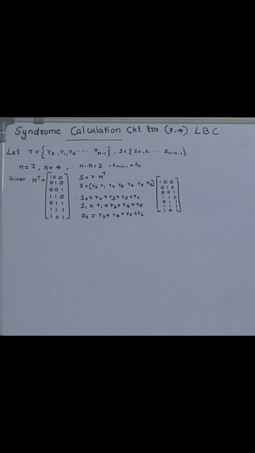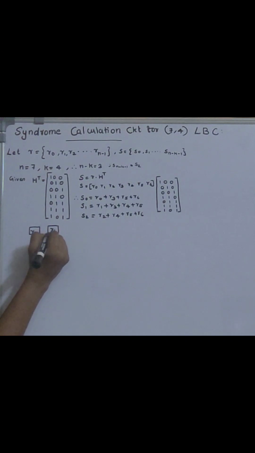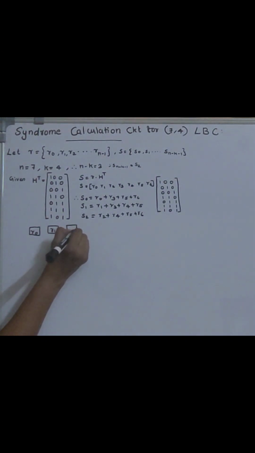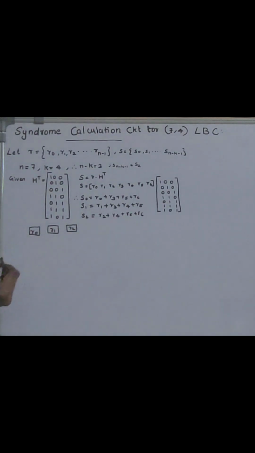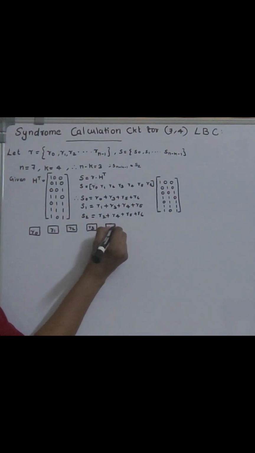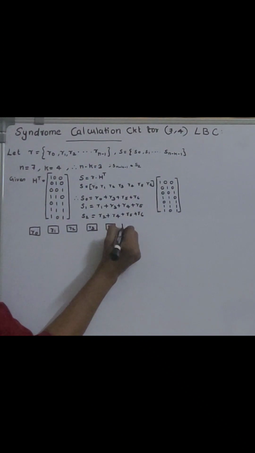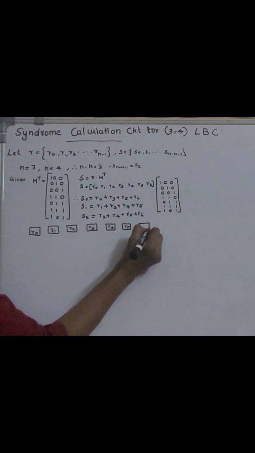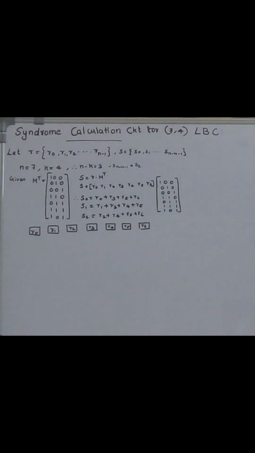Now first we have R0, R1, R2, R3, R4, R5, R6. So we have the received vector R0 to R6.